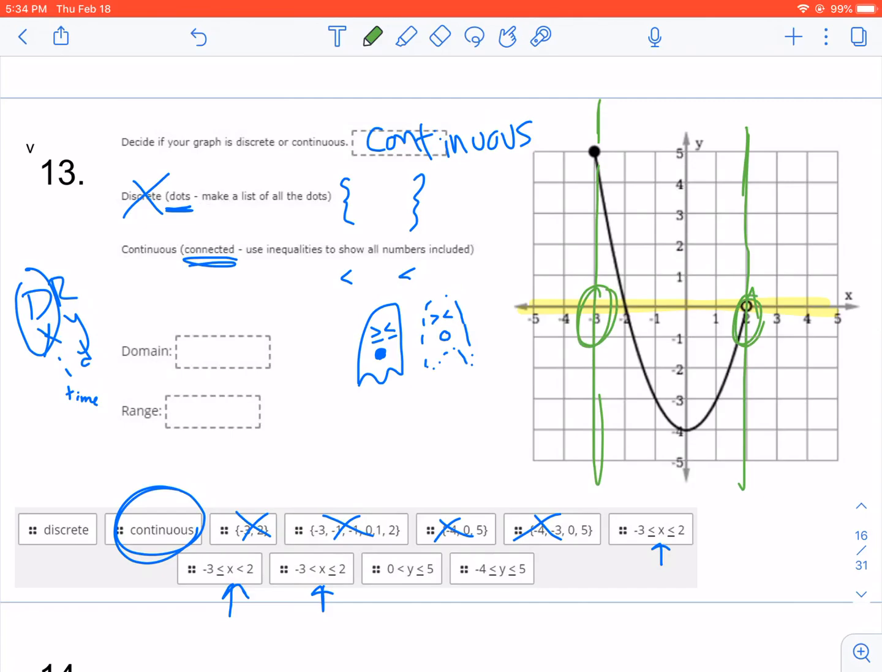So we need to pay attention to our open and closed circles. On the -3 side, it is a solid circle, so that means it is equal. It can be equal to a -3, so it's not that one. And on the right-hand side, let me erase my markings so that you can see that there is an open circle. Open circle just means less than. So it has to be this choice right here. -3 is less than or equal to x is less than 2.